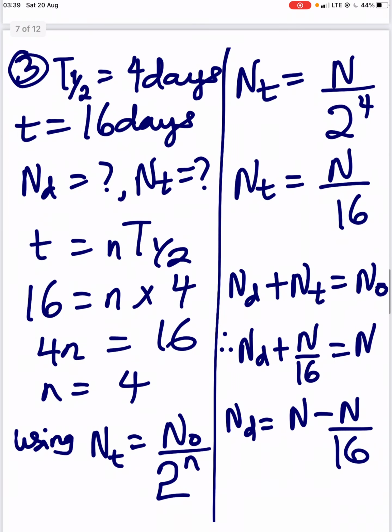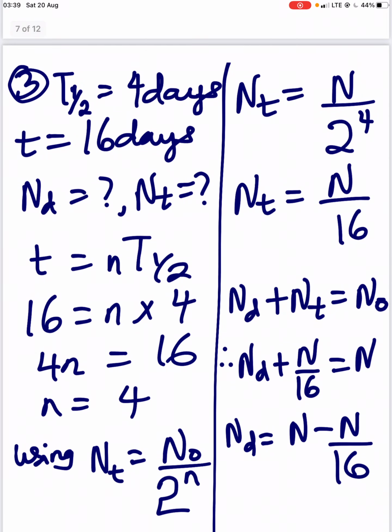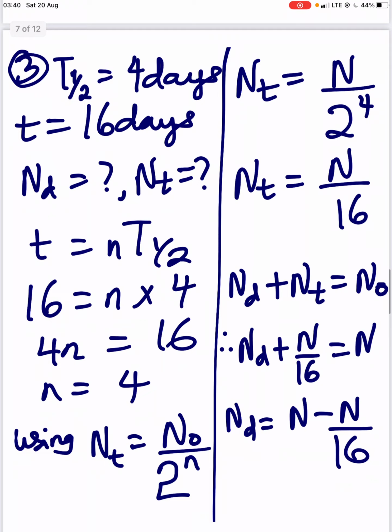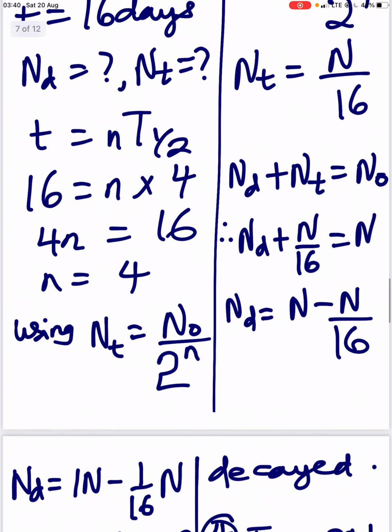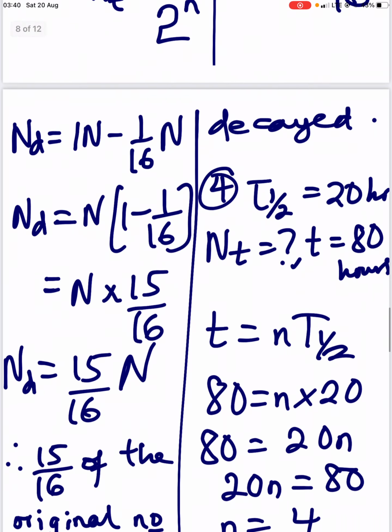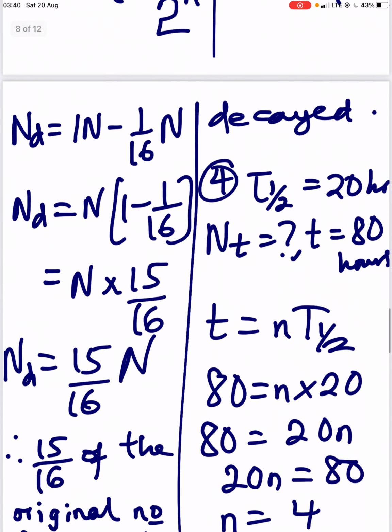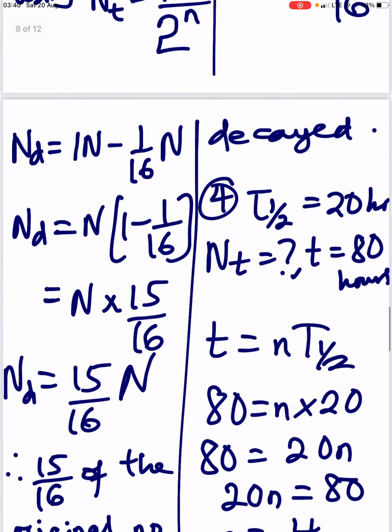Question 3 says the half-life of a radioactive isotope is 4 days. Find the amount which has decayed after 16 days. Question 3 is exactly the same as questions 1 and 2. Just look at the steps well, and it's going to be very clear to you.